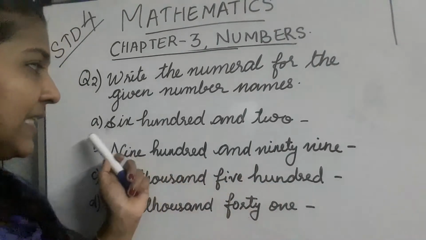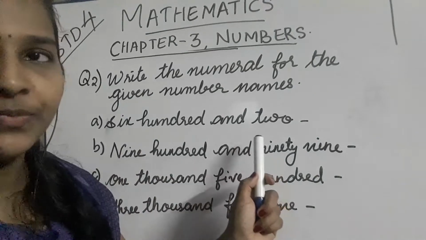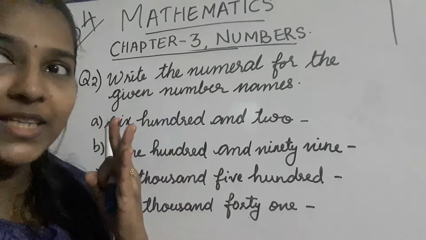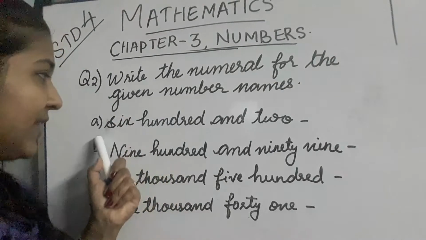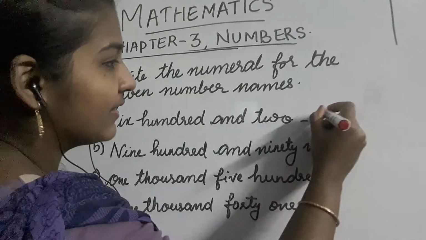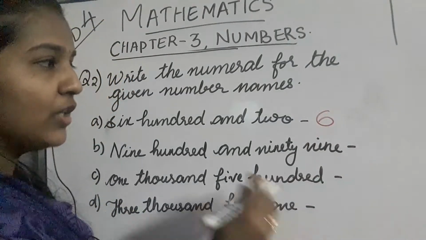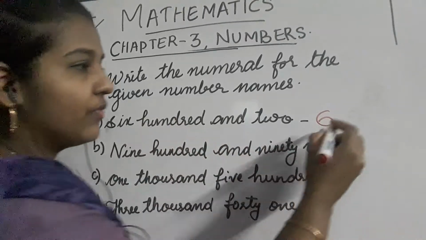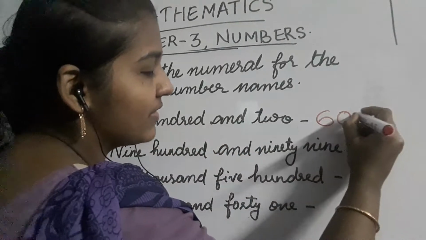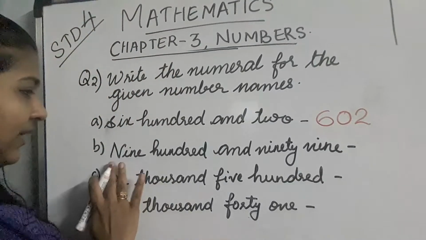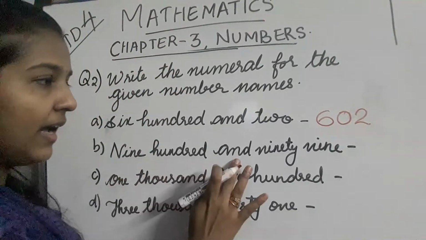602. So it is starting from 100, isn't it? So this will be a 3-digit number, right? So 602. How to write? 602. But the tens place is not given here. So it will be 0. 602. Now look at the next one.